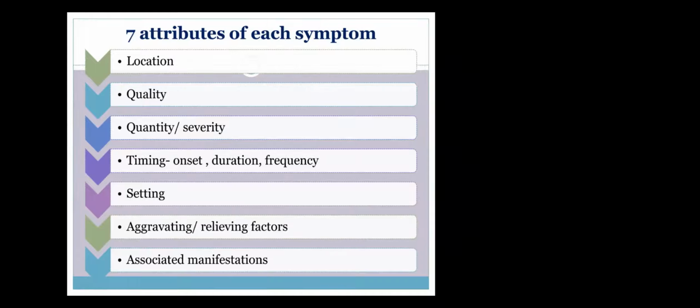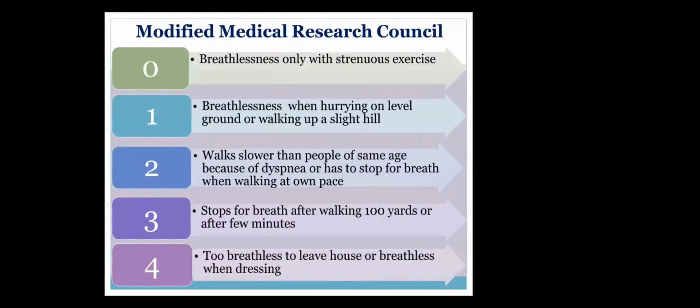The most common scale that is used for dyspnea is the MMRC, that is Modified Medical Research Council. It has 0 to 4 scoring, wherein 0 denotes breathlessness only while doing strenuous activities, and 4 denotes too breathless to leave the house or breathless even while dressing.